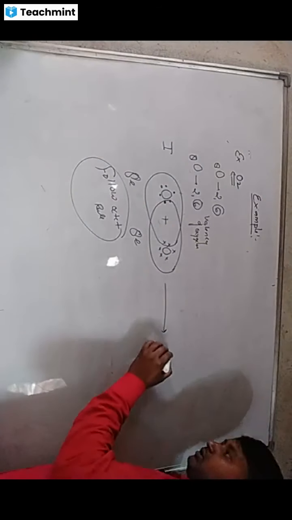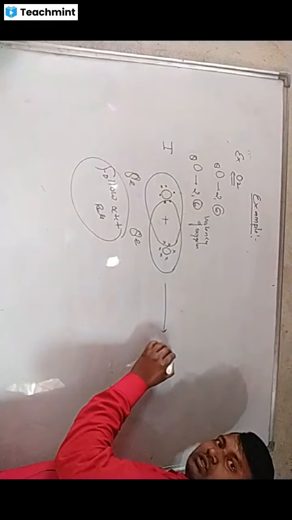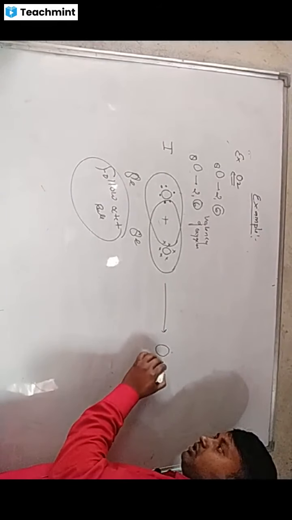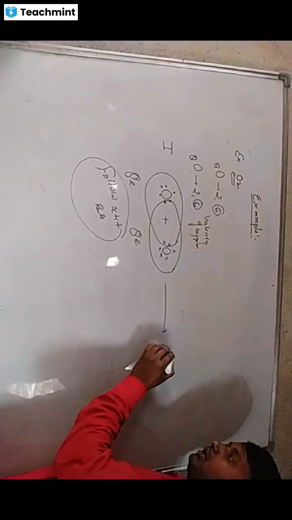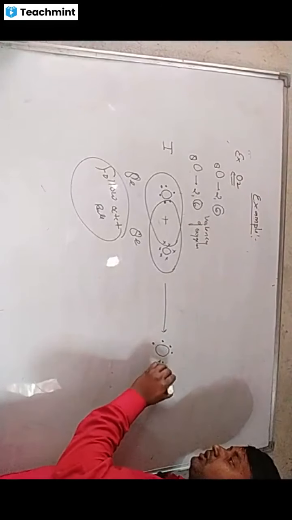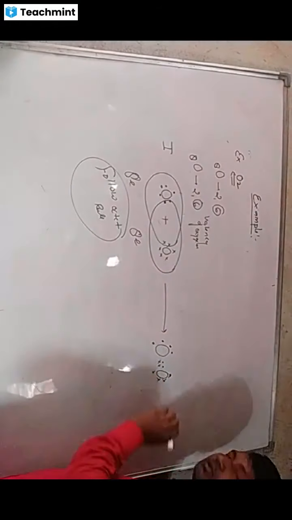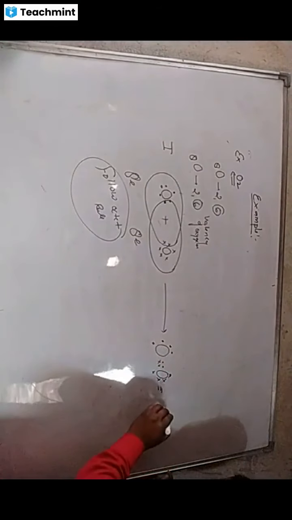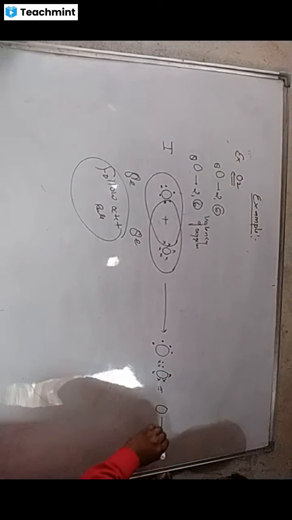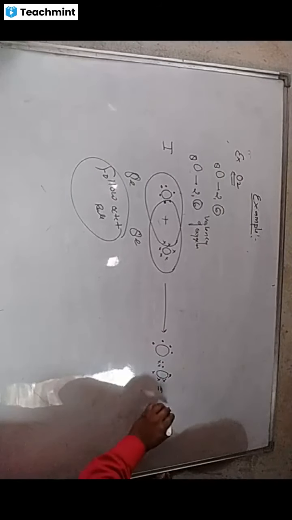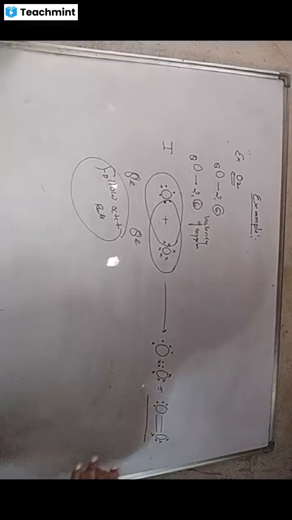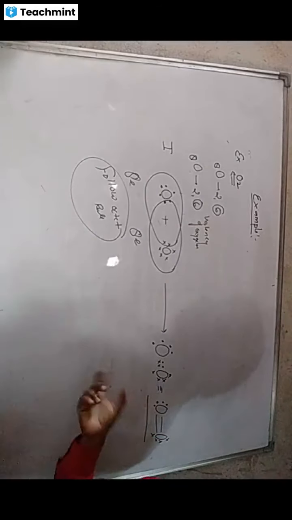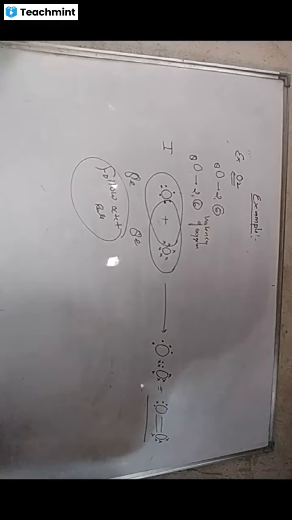So look here, oxygen has 6 electrons, and 2 electrons are given by each oxygen, and 4 extra electrons remain on each. It means the oxygen atoms have a double bond. Oxygen has a double bond. This is the covalent bond. The two oxygen atoms have 2 covalent bonds, sharing 2 pairs of electrons.